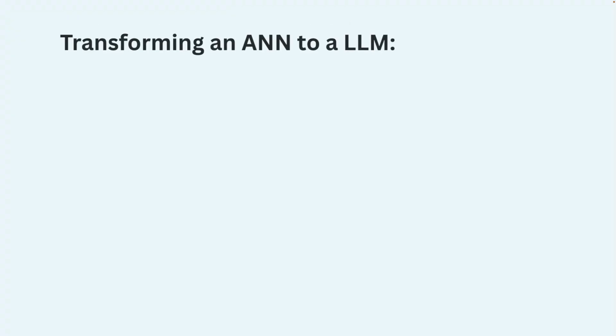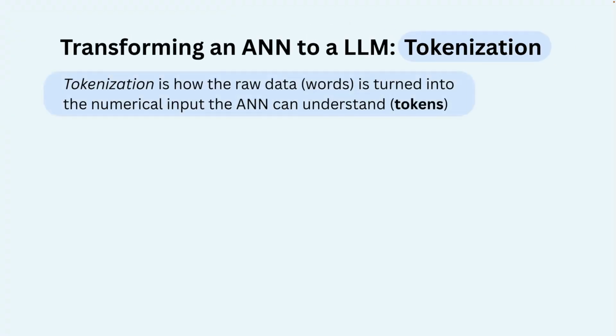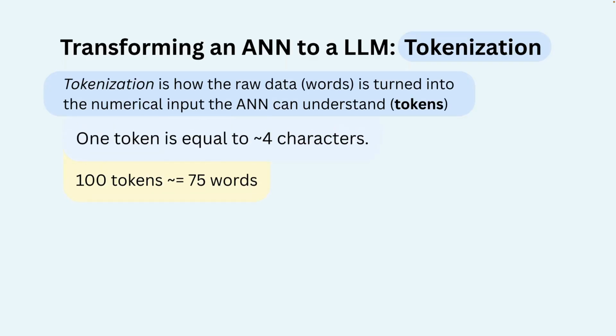In previous videos, you may have heard the term tokens. Tokens are essentially units of data in a form the LLM can ingest and compute in their algorithm. Your words, in natural language, are transformed into tokens through a process called tokenization. One token is around the equivalent to 4 characters in a word, so 75 words would be around 100 tokens.